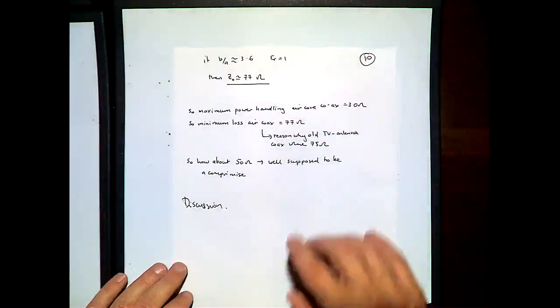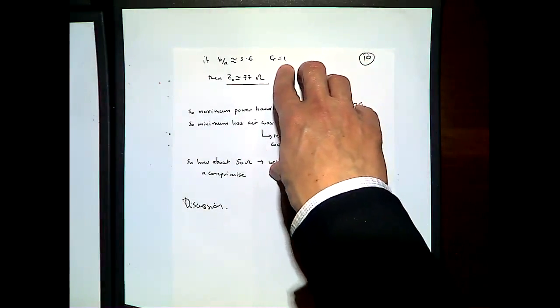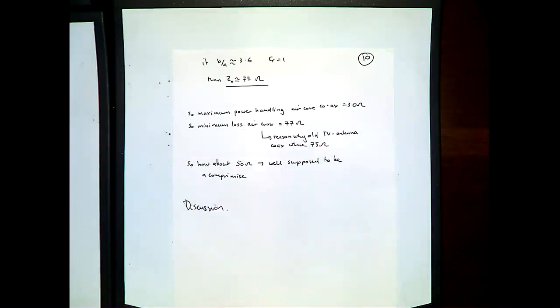What does that all mean? If we assume it's air-filled again, we find that the characteristic impedance for minimum loss is 77 ohms. And if you remember, those coaxial cables that plug into the back of your TV or your Foxtel box are actually 75 ohm coaxial cable. It's not actually 50 ohm. The reason is that it provides you the minimum loss.